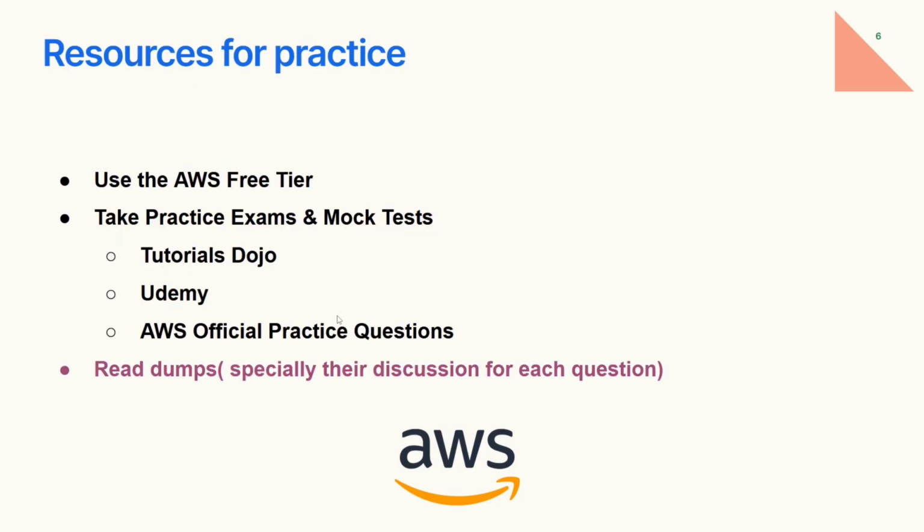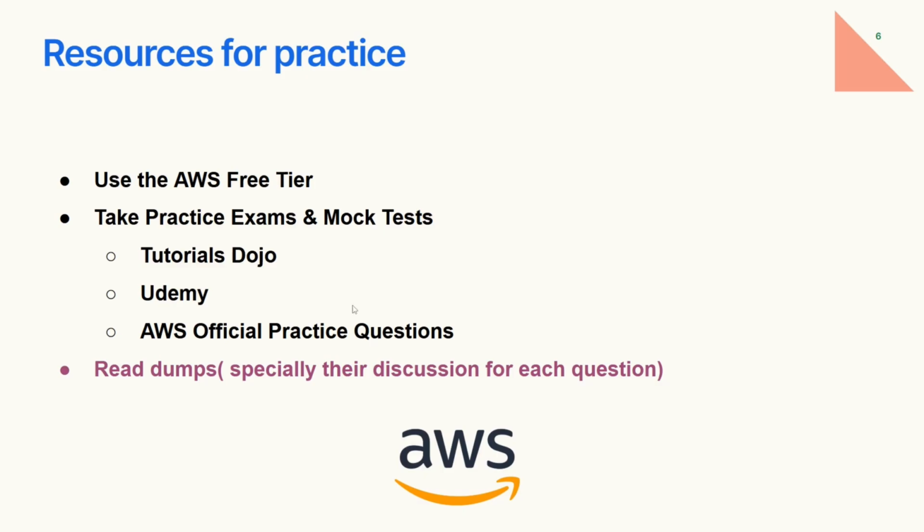Now let's move to the resources for practice. The first thing is to do hands-on practice in AWS. You can simply create an AWS free tier account in which you don't have to pay anything, and you get some of the services for one whole year for free to use and practice on. Then you can also take practice exams like Tutorials Dojo, Udemy, and also some of the AWS official practice questions. Some of these are paid, and you can also get free test papers.